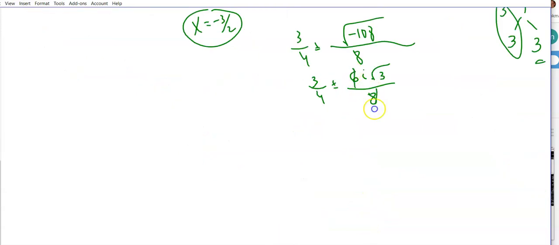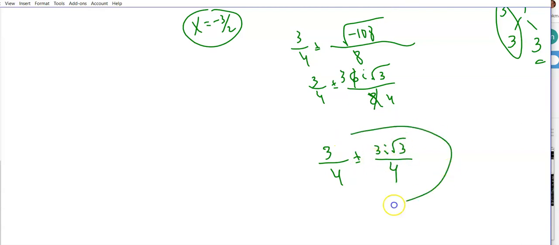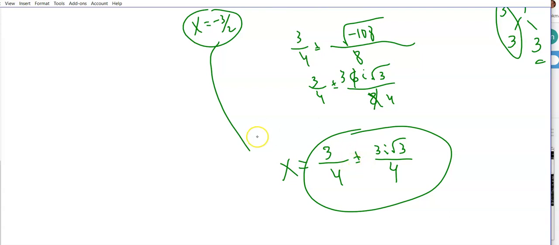And so the 6 and 8 cancel. That's going to be 3 and 4. So we get 3/4 plus or minus 3i square root of 3 all over 4. That's my other x value. So I get 2 different answers. X equals that. Oh, you get 3 different answers. Sorry, that's a plus or minus. So you get x equals negative 3/2 or x equals that, those answers.